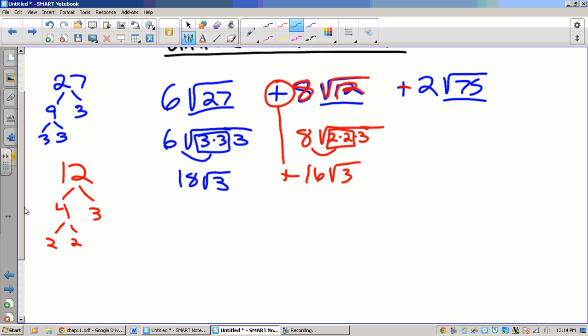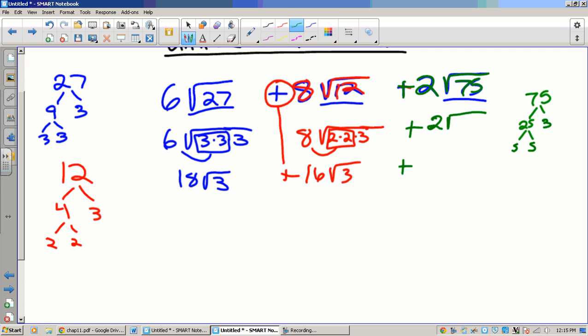And then let's do this one in green. We've got a positive 2 radical 75. So now I've got, let's do 75 on this side. We got 25 times 5, and then that's 5 times 5. So now I've got positive 2 times 5. Oops, I made a mistake, didn't I? I'm sorry. It's not 25 times 5, it's 25 times 3. 25 times 5 is 125. Sorry about that.